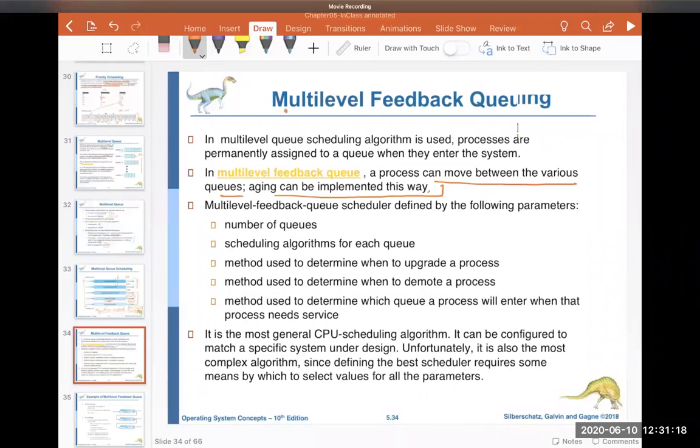So basically that is the whole purpose of multi-level feedback queues. But a number of parameters are there to be tuned, because this becomes a kind of optimization problem. What is the optimal number of queues for multi-level feedback queues? What scheduling algorithm for each queue should be used? Methods to determine when to upgrade the process. What criteria should be there to upgrade or downgrade a process? This has to be taken care of.